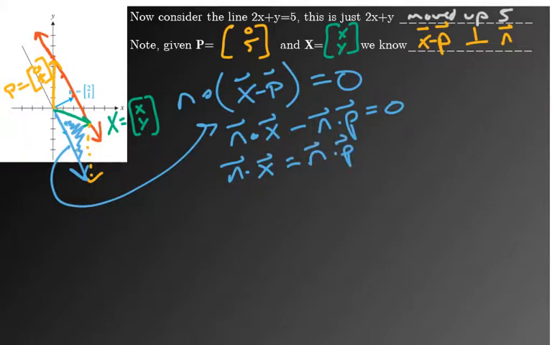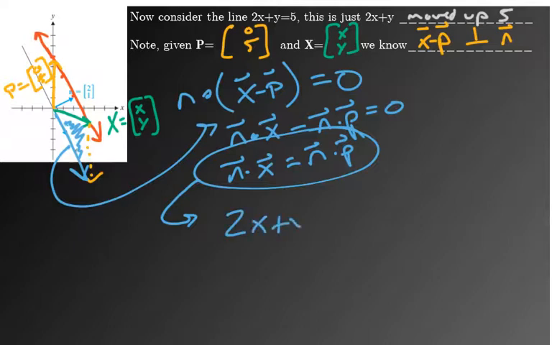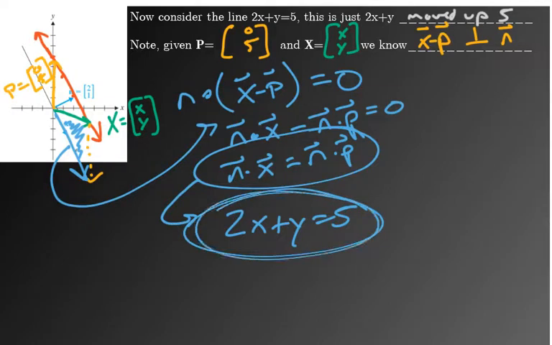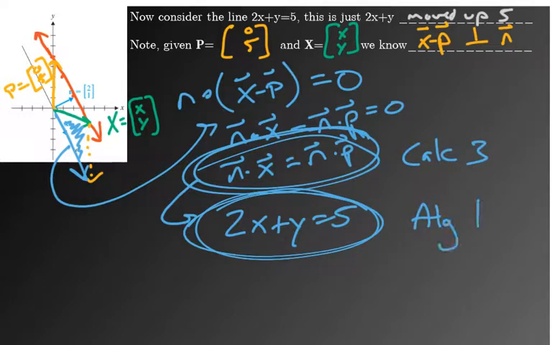And this thing right here looks kind of weird, but you'll see this from time to time. This is actually just a fancy vector way to write lines like 2x plus y equals 5. This right here and this right here really say the same thing. This is saying it in the Calc 3 way, and this is sort of saying it in the Algebra 1 way. They mean the exact same thing.